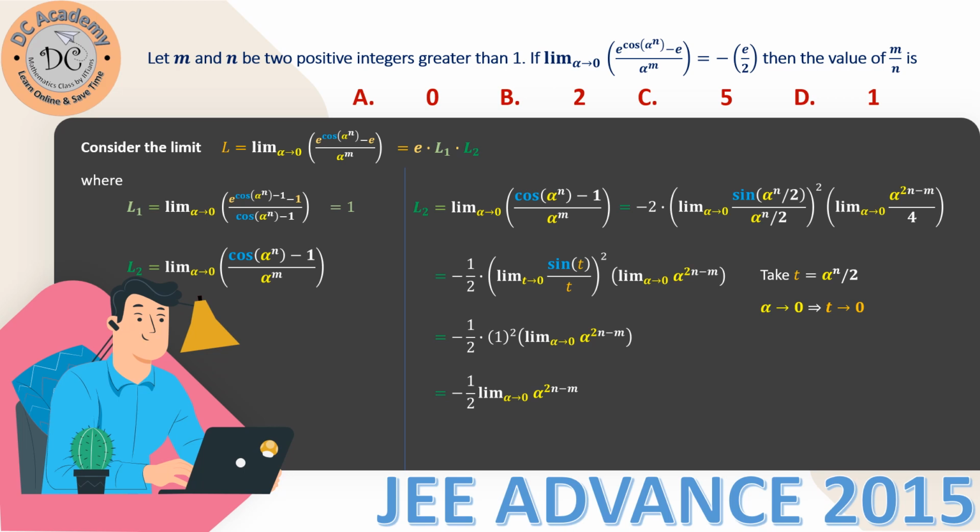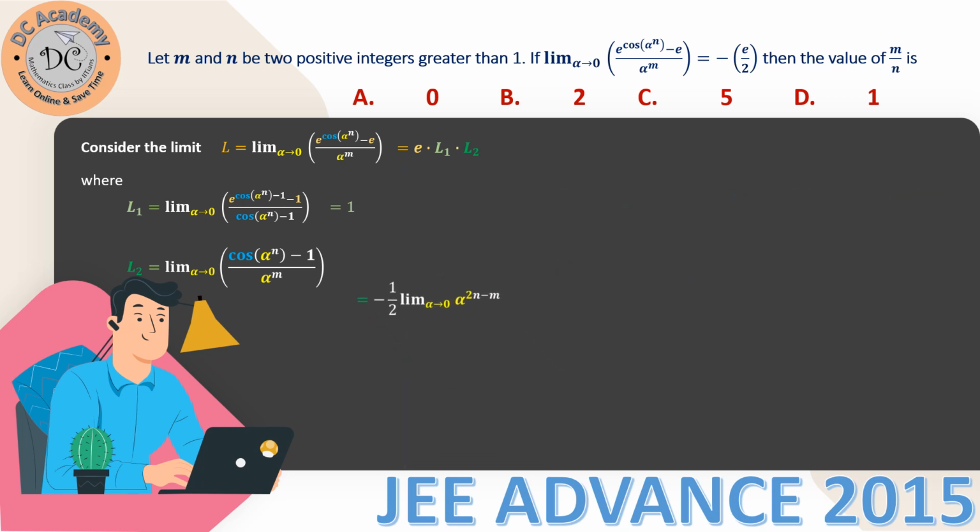Now that particular limit we are not able to evaluate directly. Why? Because if it is evaluated, it will be 0, and here we are looking for non-zero values. So that's why we have to analyze it. Let's go ahead. We find out what is L1, L2. So in this case, L is equal to limit alpha tends to 0 of e to the power alpha n minus e divided by n. That's the required limit. It is equal to minus e by 2 and all that.